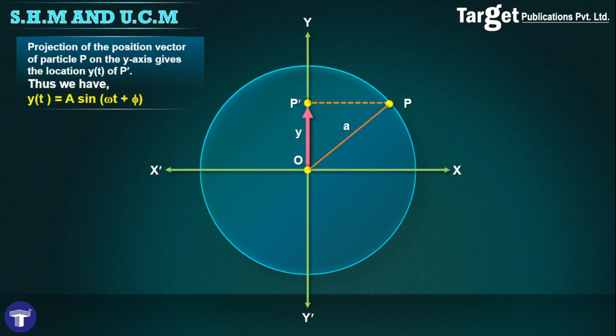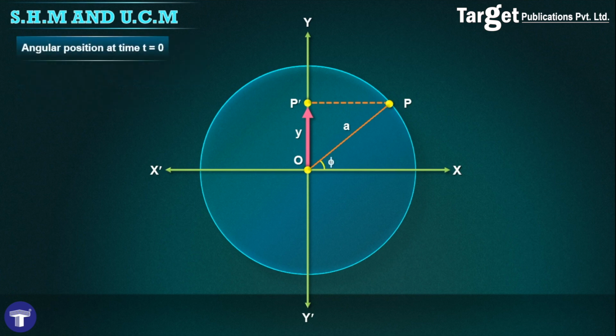given by y, which is a function of t, equal to A sin(ωt + φ). And this is nothing but the equation of simple harmonic motion. Thus, the projection of the particle P, which performs uniform circular motion, onto the y-axis gives us simple harmonic motion. The point P' is performing simple harmonic motion.